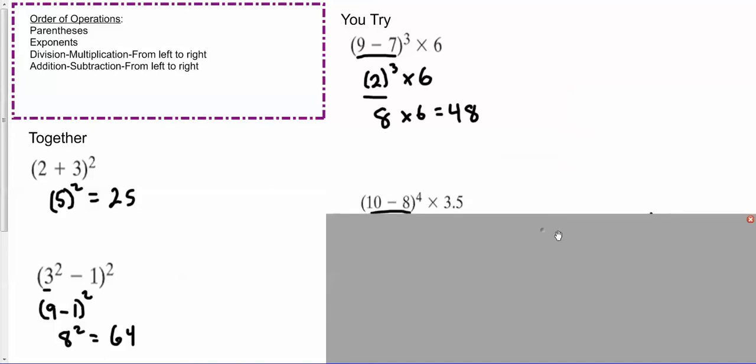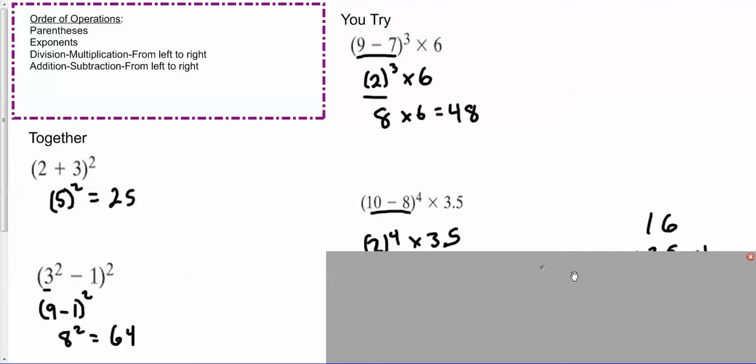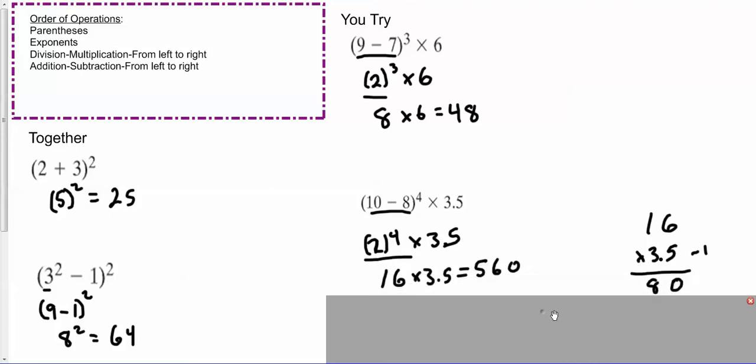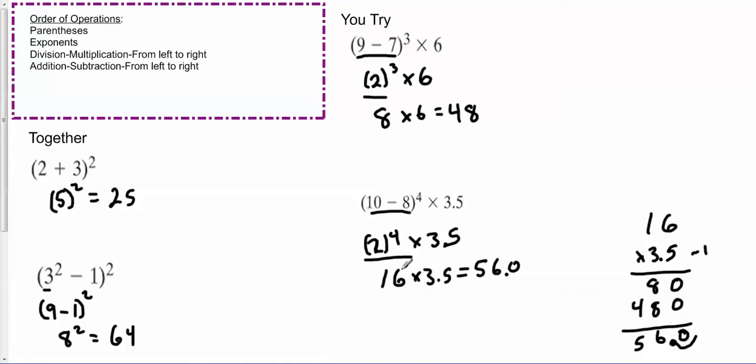The next problem, we do what's inside the parentheses. So I have 10 minus 8, which is 2. So then I've got 2 to the 4th power, or the 4th power of 2, times 3.5. So I do my exponent first, and 2 to the 4th power is 16. 16 times 3.5 gives me 56. And as you can see, I couldn't do 16 times 3.5 in my head, so I did it over here to the side.